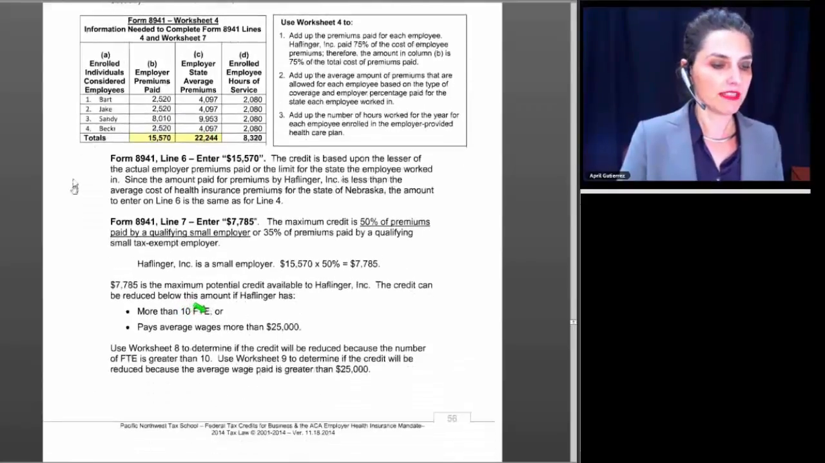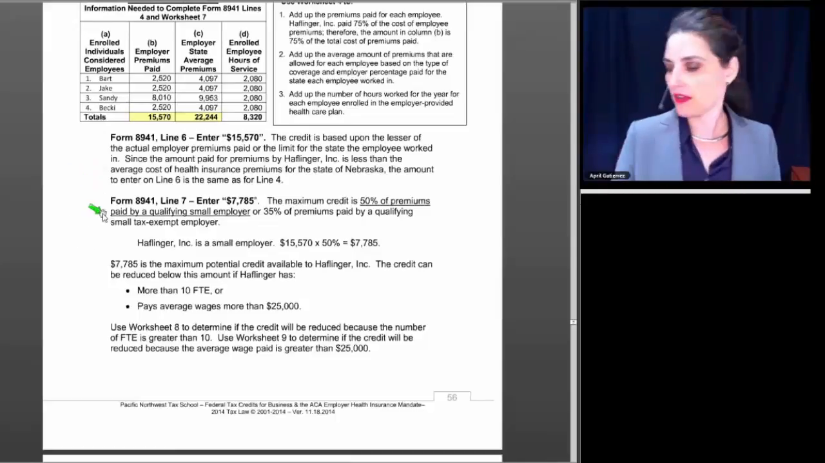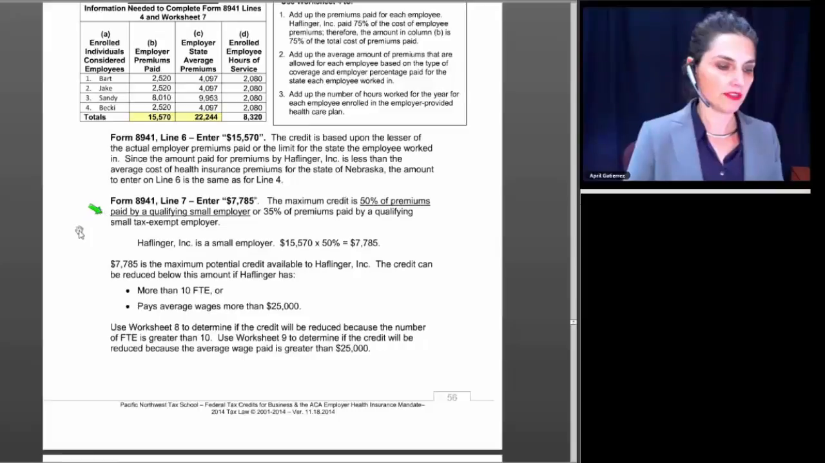Next step, line 6. Enter $15,570. The credit is based on the lesser of the actual employer premiums paid or the limit for the state that the employee worked in. In this case, it's the amount in column B. Since the amount paid for premiums by Haflinger Inc. is less than the average for health insurance costs in the state of Nebraska, the average amount is not going to limit Haflinger at all.